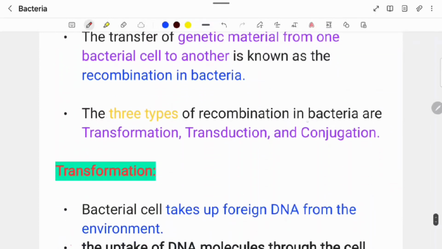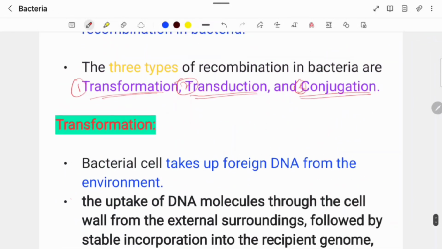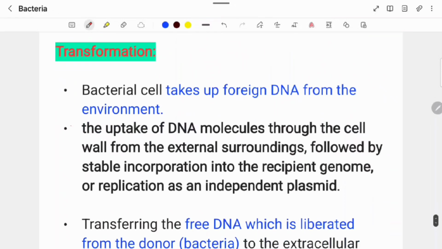There are three types of recombination in bacteria. One is transformation, second one transduction, and third one is conjugation. So let's discuss one by one.